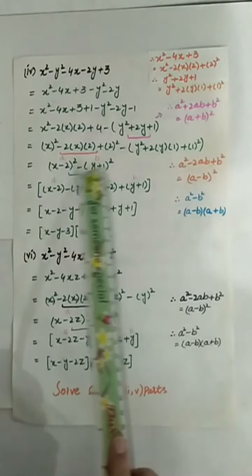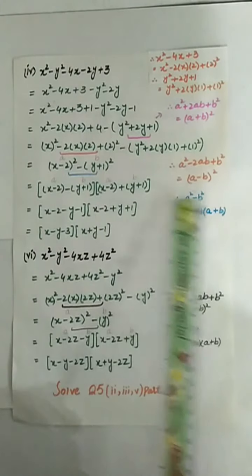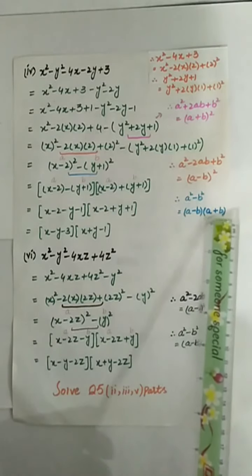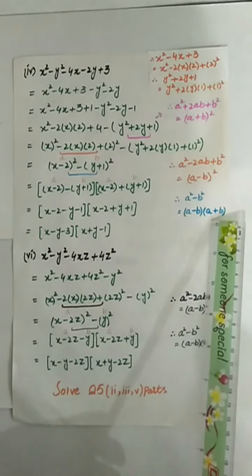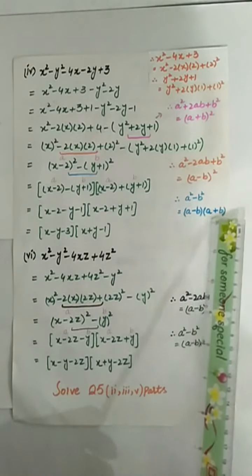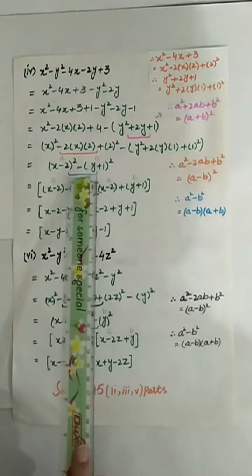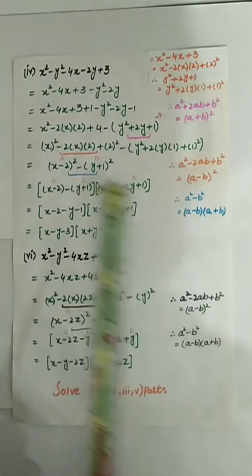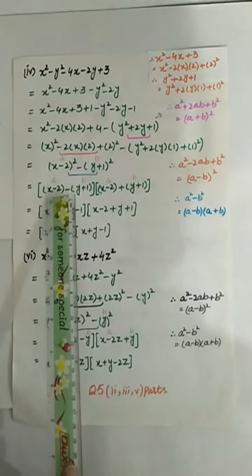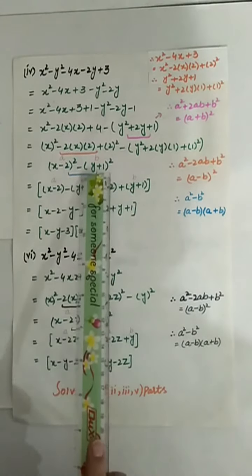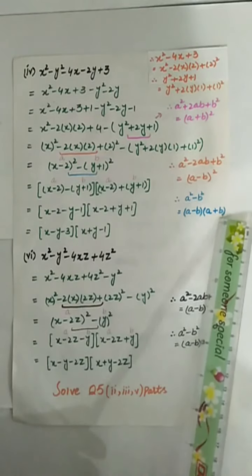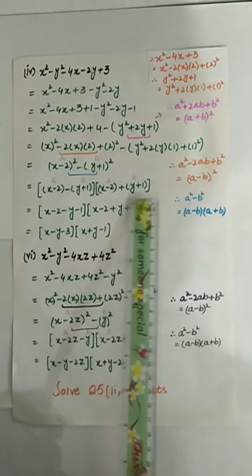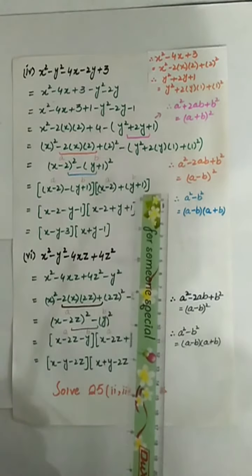Now we will use the formula of a square minus b square, which is equal to a minus b into a plus b. We will open this formula in the form of two factors, a minus b into a plus b, with a negative sign in their center. By using the formula here, this is a square minus this is b square, so it will become equal to, according to this, a minus b, meaning x minus 2 minus y plus 1, and a plus b, meaning x minus 2 plus y plus 1.